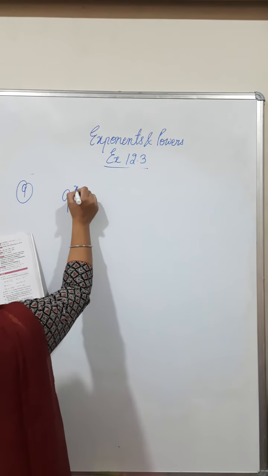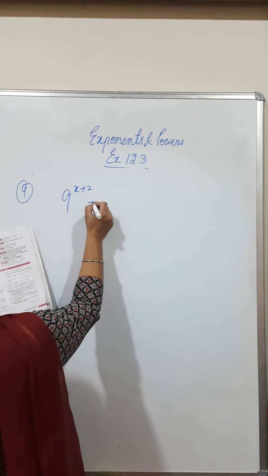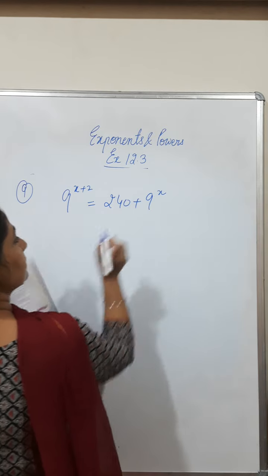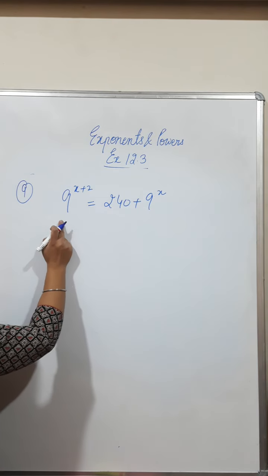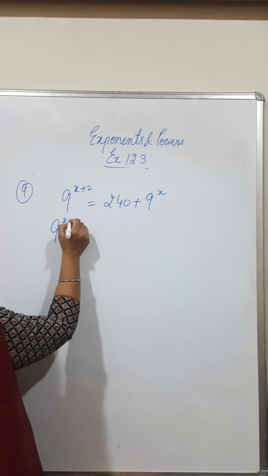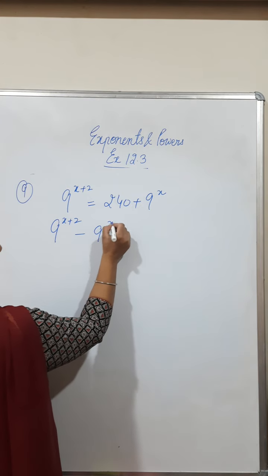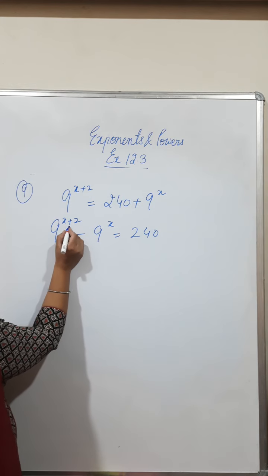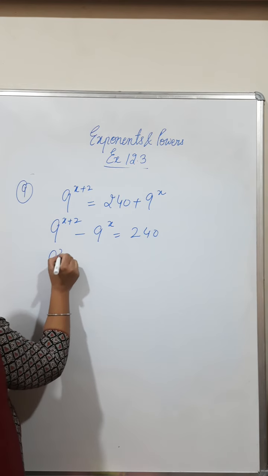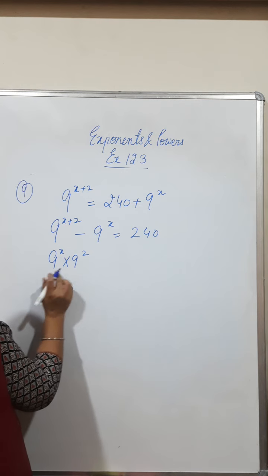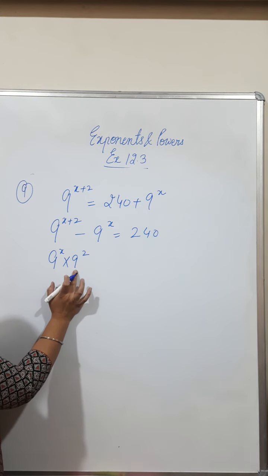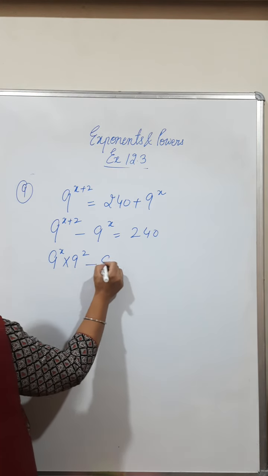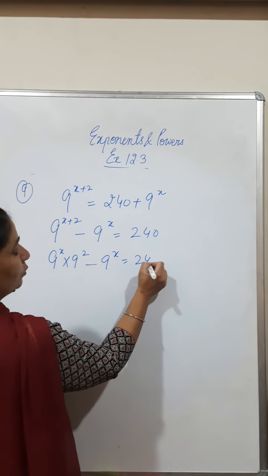It is 9 raised power x plus 2 is equal to 240 plus 9 raised power x. So first of all, take this 9 raised power x on this side. It is 9 raised power x plus 2 minus 9 raised power x is equal to 240. So what comes here for 9 raised power x? Plus means there is a 9 raised power 2 which is getting multiplied, and because the bases were the same and there was a multiplication sign, you added the powers. Minus 9 raised power x is equal to 240.